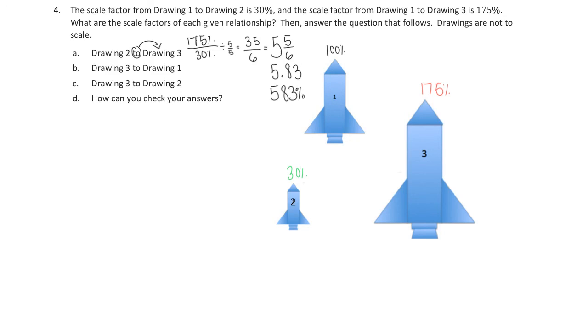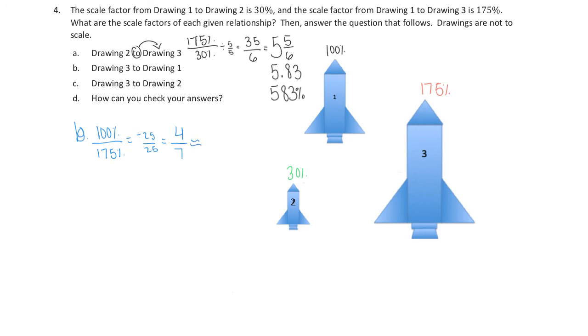Okay, great. Let's go ahead and do B. So we're going to go from drawing 3 to drawing 1. So drawing 1 is going to be my 100%, which is my numerator, and drawing 3, which is 175%. Now we can simplify this, and a greatest common factor that both of these have is 25. So we can simplify them by 25. 100 divided by 25 is going to give us 4, and 175 divided by 25 is going to give us 7. Okay. Again, go ahead and put this into your calculator.